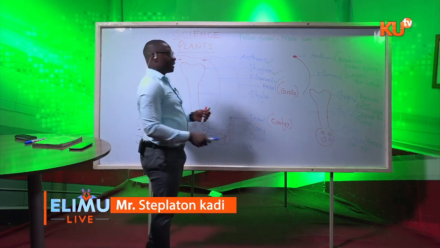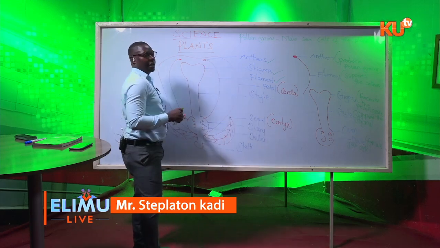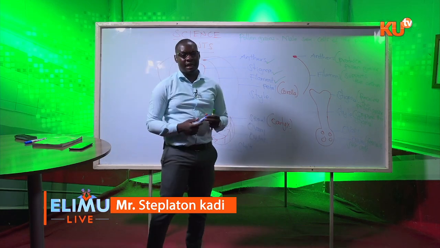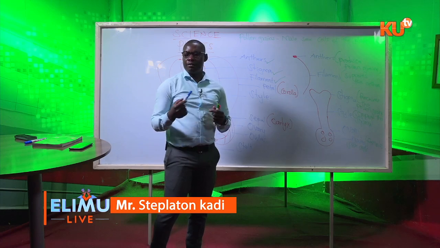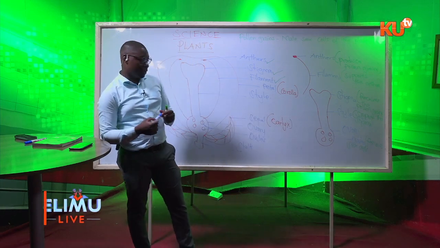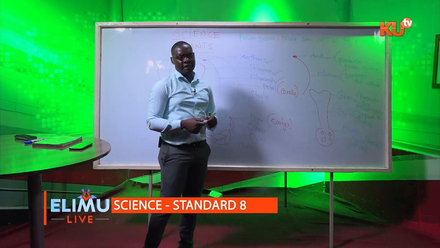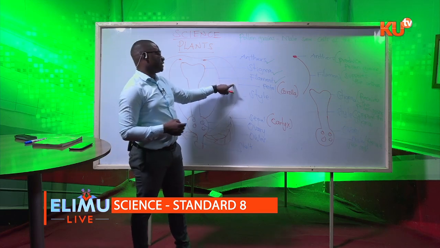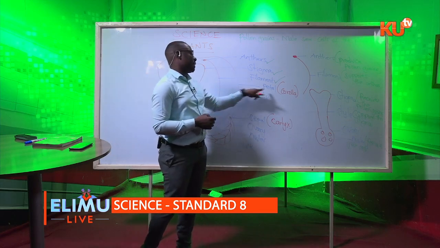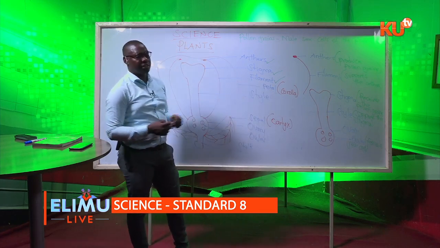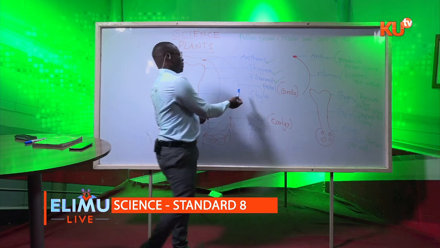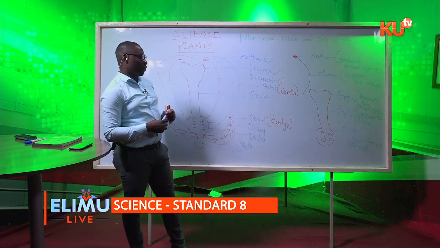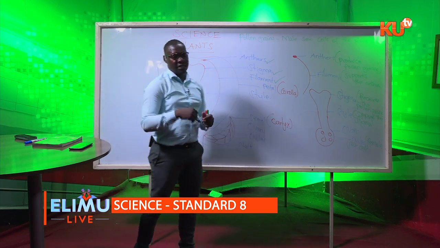The petals are the ones that are found outside. Anytime you look at a flower, the bright color that you see, depending on the type of flower. For example, if it is a rose flower, you're likely to see a red color. That is the color that represents the petals. So the function of the petals, especially in insect pollinated flowers, is to attract the insects.